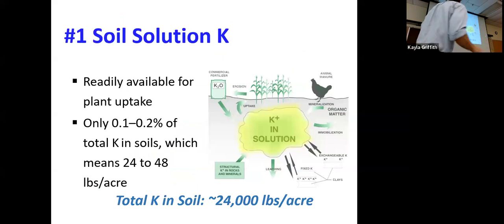Soil solution K, like I said, is readily available for plant uptake. And this actually is a very small minority of the total K in the soils, right? This is like 0.1 to 2% of the total K. So nothing more than 24 to 48 pounds per acre.